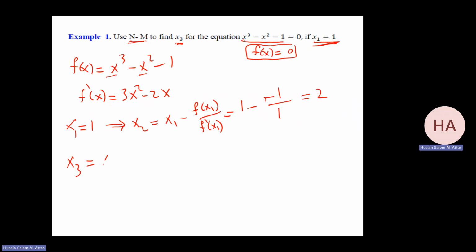Now x3 will be x2 minus f of x2 over f prime of x2. What is x2? It is 2. F of 2 is 8 minus 4 minus 1, so it will be 8 minus 5, which is 3, over f prime of 2, which is 3 times 4, 12, minus 4, that will be 8. So this is 16 over 8 minus 3 over 8, that will be 13 over 8. And this is what I need, x3.